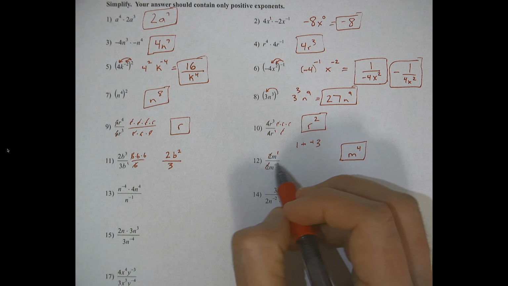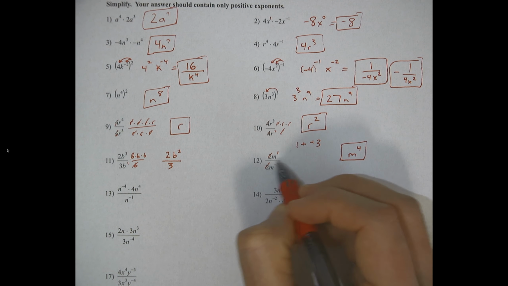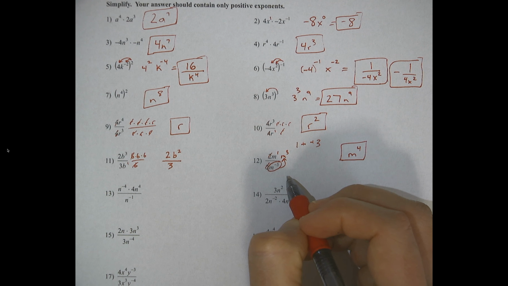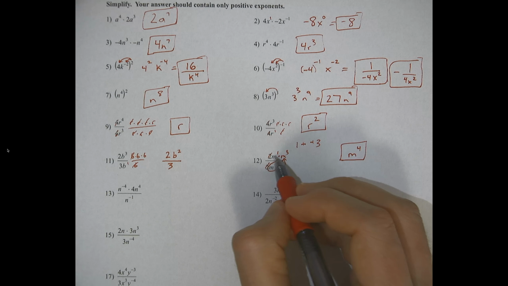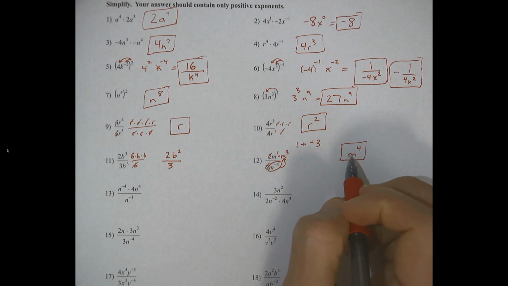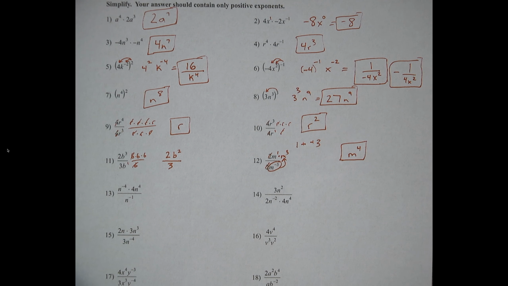Okay, another way to think about it is I want to fix this negative. In order to fix this negative, m to the negative third, I need to bring it up top. It becomes m to the positive third. Once it's up there and it's positive, this is my product rule. I'm combining these, a 1 and a 3, make m to the 4th. So that's another way to look at that one.